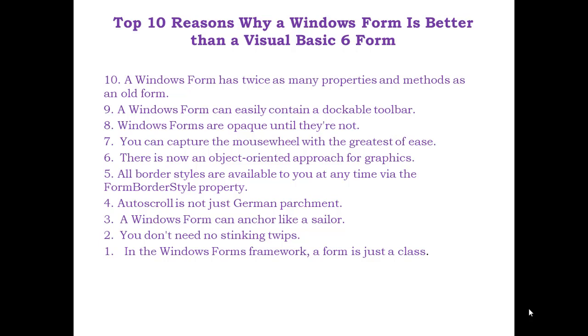In reverse order, number 10: a Windows form has twice as many properties and methods as an old form. Number 9: a Windows form can easily contain a dockable toolbar. Number 8: Windows forms are opaque until they are not. Number 7: you can capture the mouse wheel with the greatest of ease. Number 6: there is now an object-oriented approach for graphics. Number 5: all border styles are available to you at any time via the form's border style property.